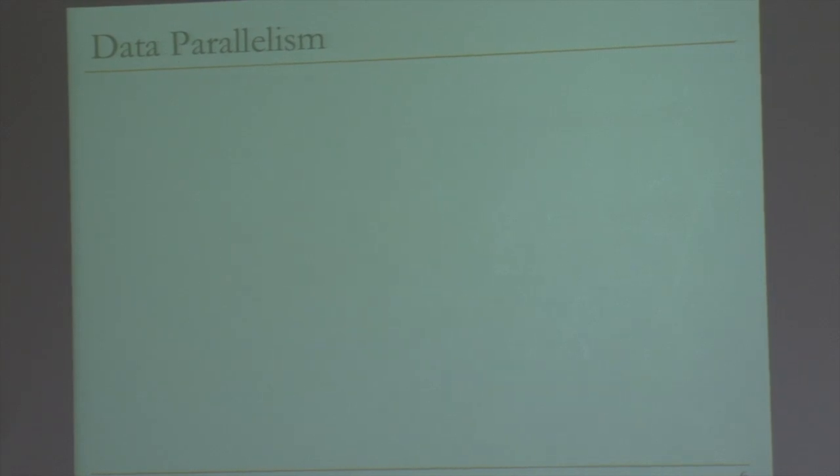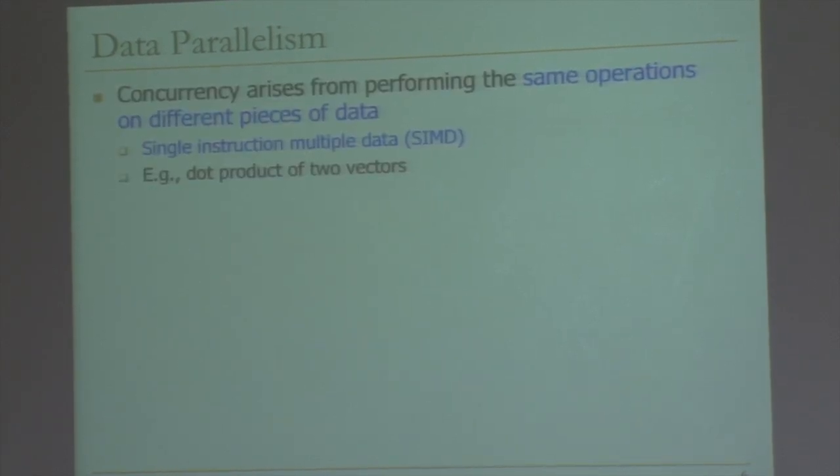OK, so what is data parallelism? Let's focus on that. In data parallelism, the concurrency or parallelism really arises from performing the same operation on multiple different data elements. That's why it's called single instruction multiple data. An example is the dot product of two vectors, or an addition of two vectors. We'll see this example coded today.